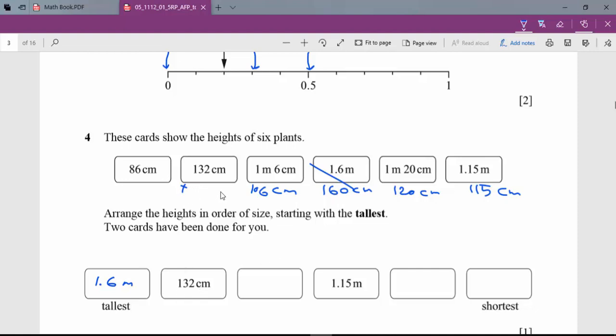Then 132, done. After that, we have 120, so 1 meter, 20 centimeters. And after this, 115, it's already done. Then 106, or let's just write it like the card, 1 meter, 6 centimeters. And finally 86 centimeters. Done.